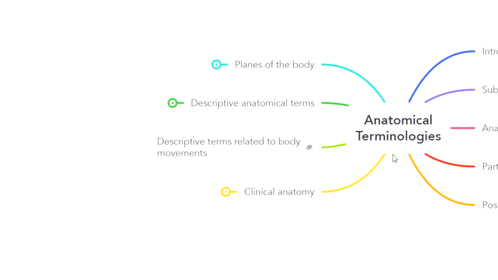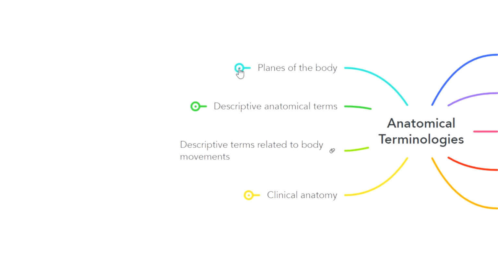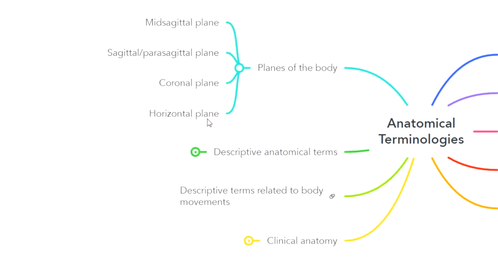Okay, coming to the planes of the body. What we discussed under planes of the body: what is the mid-sagittal plane, what is the sagittal or parasagittal plane, coronal plane, horizontal plane, oblique plane. So all these were discussed under the planes of the body.